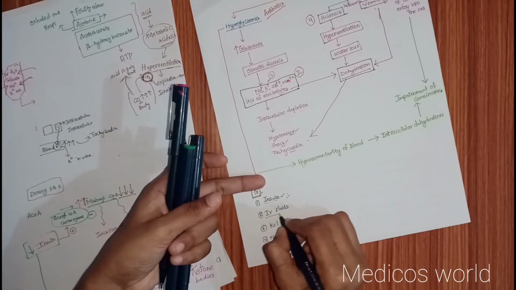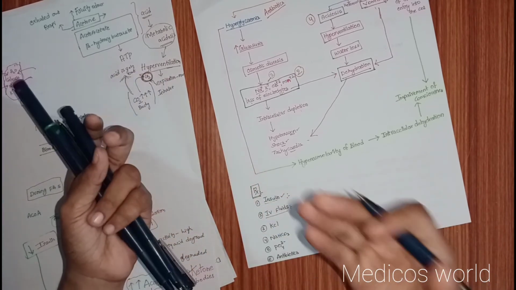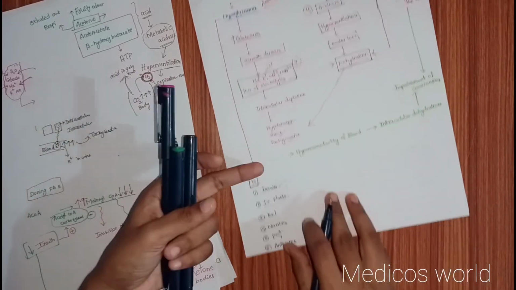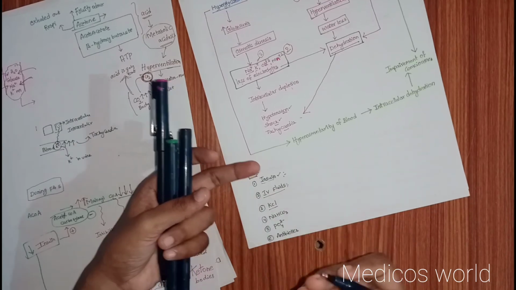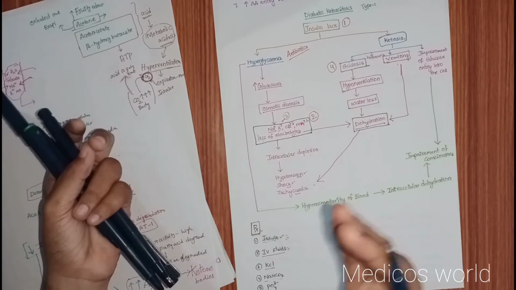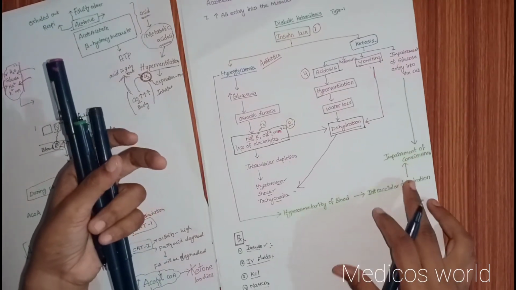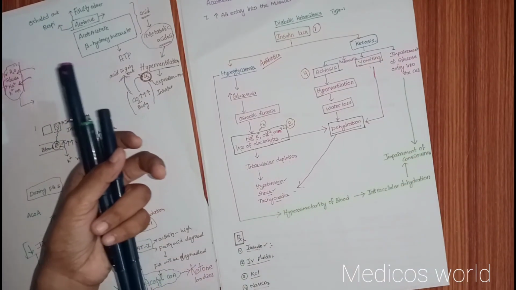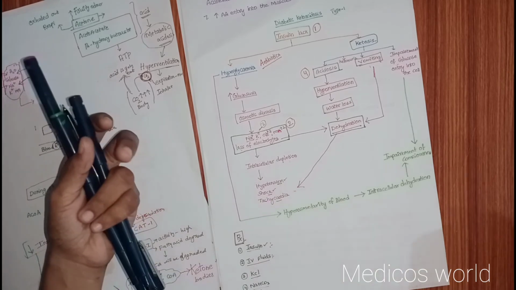What happens when we give IV fluids? To treat hypotension. So, to treat tachycardia, to treat metabolic acidosis, to treat infections, all these are treatment modalities for diabetic ketoacidosis.